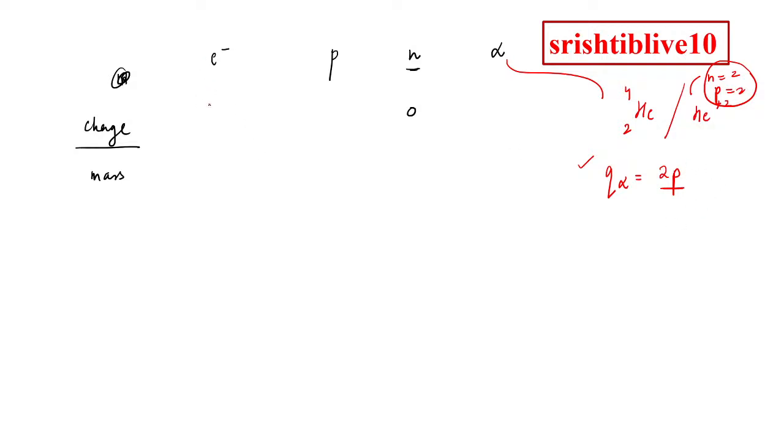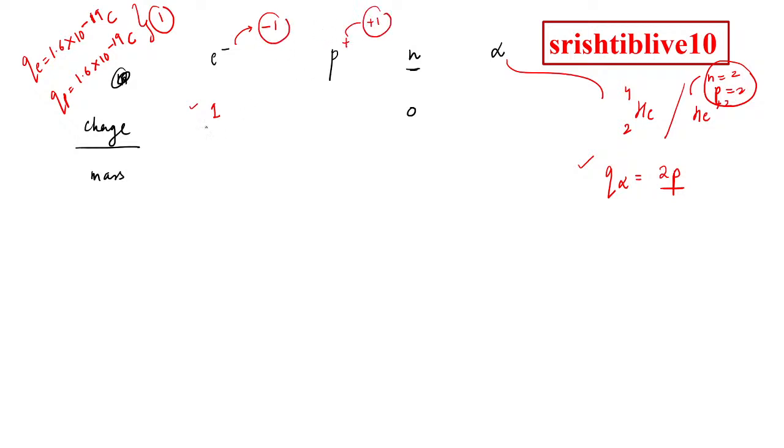Let's suppose the charge of electron is 1, because we know the charge of electron is 1.6 into 10 to the power minus 19 coulombs, and the charge of proton is also 1.6 into 10 to the power minus 19 coulombs. So we are taking a reference value of 1, since the charge of electron and proton are equal. We write electron as -1, and the charge of proton is 1.